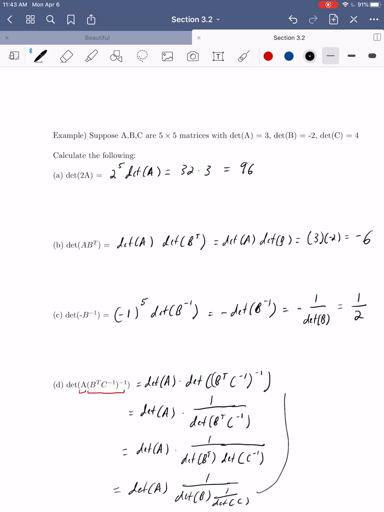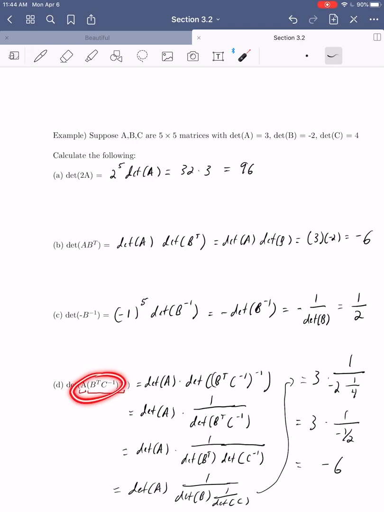So we plug all that stuff in. Determinant A, well, that I believe was 3, so we get 3 times 1 over determinant B, -2, and then 1 over 4. So that looks like 3 times 1 over -1/2. And if we do that, looks like we should get -6. So the determinant of this crazy matrix would be -6 there.